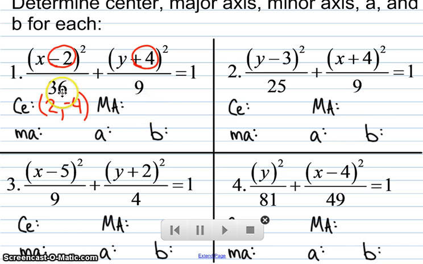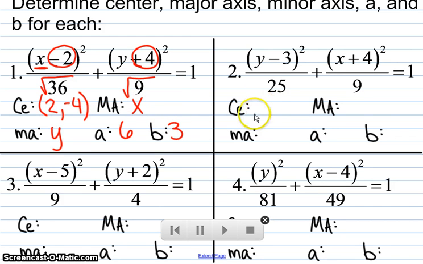For your major axis, your 36 is the bigger one, so major axis here should have been that x. Since x is the major, that means y had to be the minor. A is always going to be your square root of what's under x, and if we think square root of 36 is 6, and then for b, square root of 9 has to be 3.